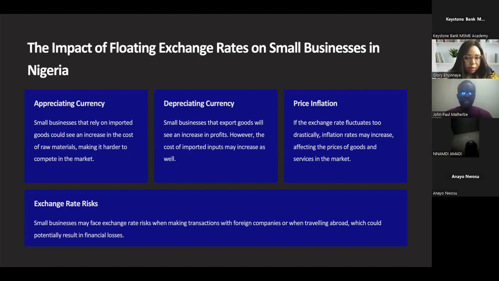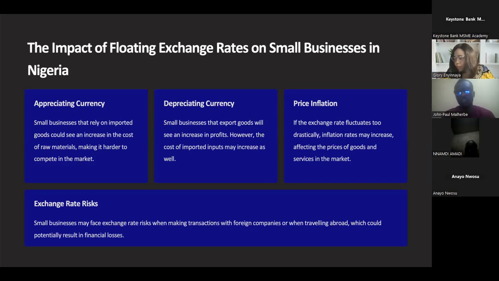Small businesses that export goods will see an increase in profits, however. So again, you would find that because of the same reason, if your business is, say, in the agro industry, and a lot of what you do, you export, you will find that a floating exchange rate, especially at this current time in Nigeria, would increase your profits, because you will be earning more dollars for what you do.